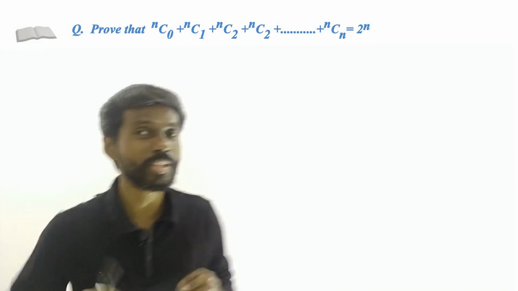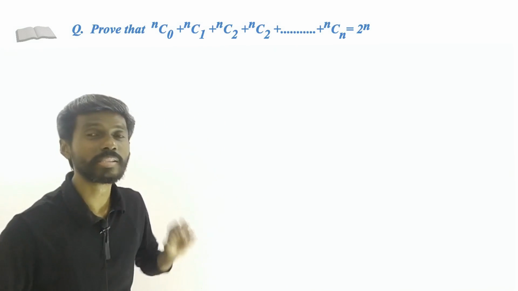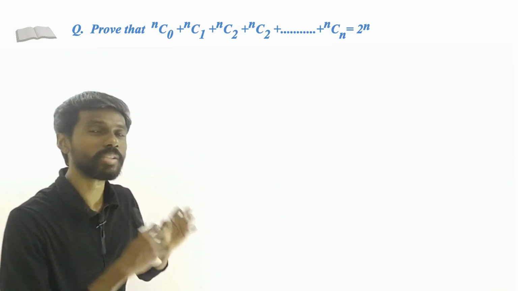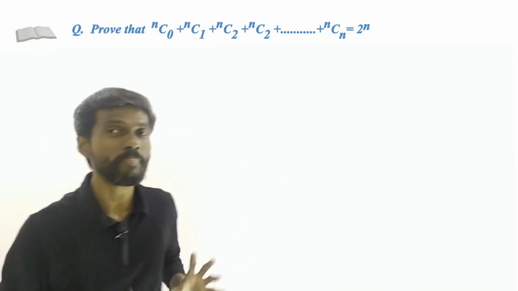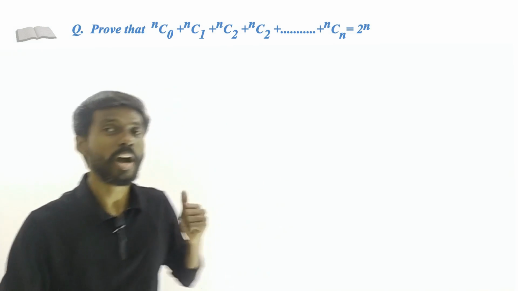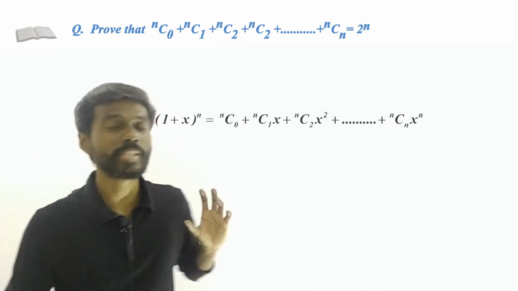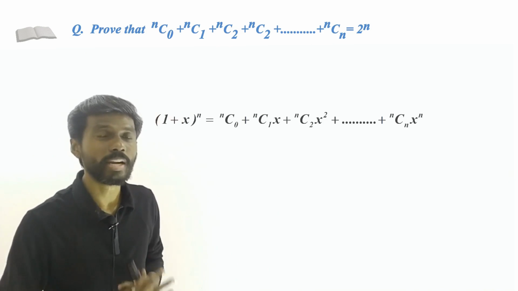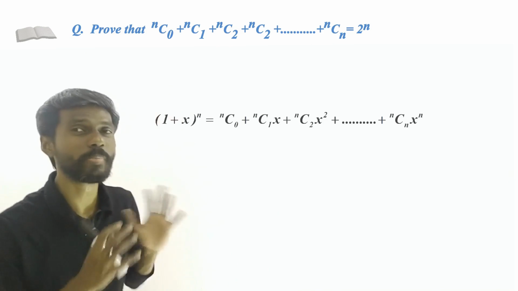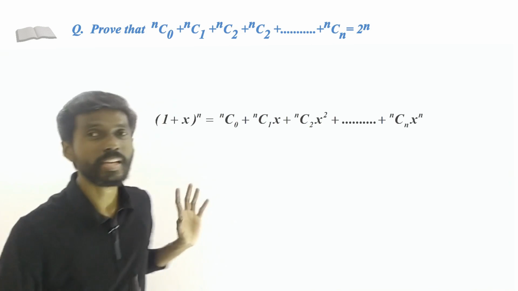Hereafter, all the results on the binomial coefficients will be like a series. This is the first example: the sum of all binomial coefficients, nC0 plus nC1 up to nCn, equals 2 to the power n. Now let us take this simple example, (1 plus x) to the power n, that is nC0 plus nC1 x up to nCn x to the power n. Hereafter, mostly we will use this expansion for our calculations.